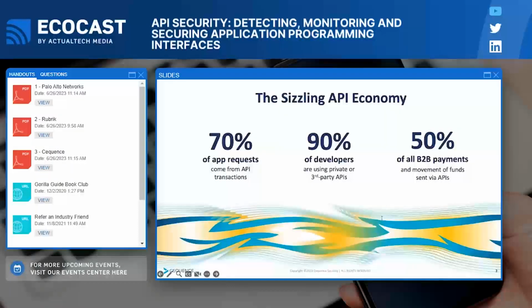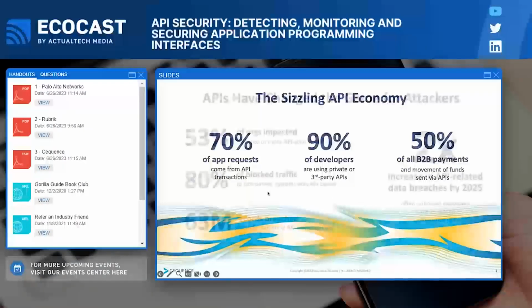Now, 50% of all business-to-business payments are actually done today via APIs. And we expect that in the future, that percentage is going to rise dramatically from where it is right now at 50% to a much higher number. And all these proof points really just illustrate that APIs are everywhere and that the trend line in usage is just pointing upwards into the future.